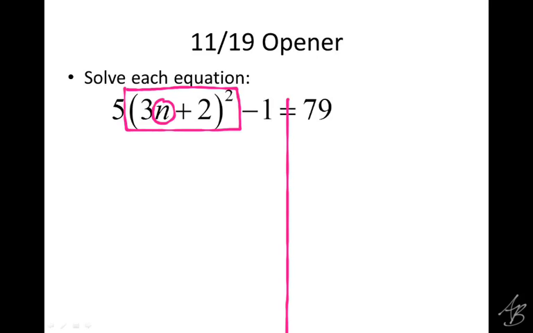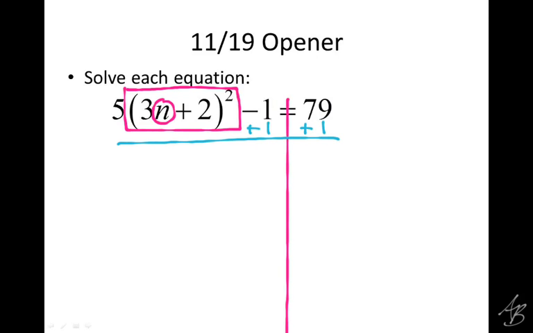Yeah, because that's what's in the parentheses, and the parentheses is what's being squared. So that 3n plus 2, that whole thing is all part of the square. All right, so since that's all part of the square, what two things do I need to get rid of to get that square by itself? The 5 and the 1. Which one do I need to get rid of first? The 1. And how do I get rid of that? Add 1. Okay, so we'll add 1 on both sides.